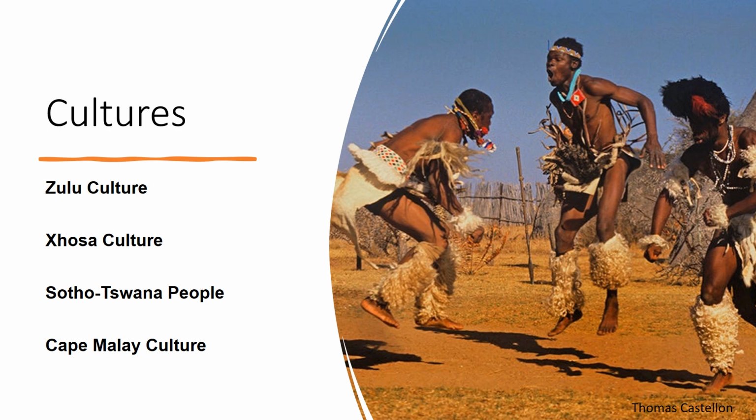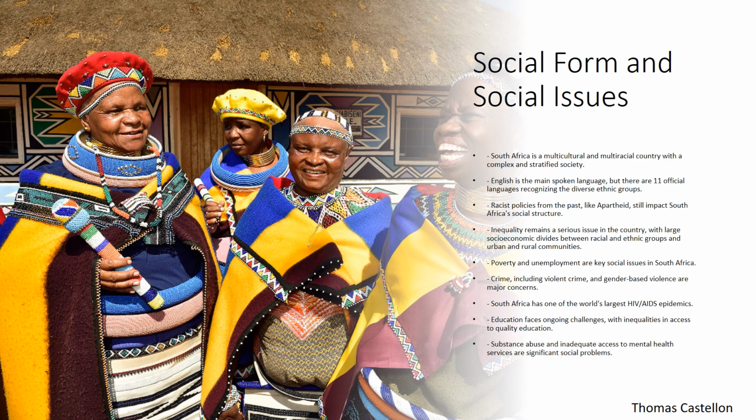and architecture. As a multicultural and multiracial region, South Africa's society is complex and stratified. English is the main spoken language, but 11 are officially recognized, reflecting the diverse ethnic groups, including Zulu, Xhosa, Tswana, Afrikaans, and others. Racist policies from the past, like the apartheid system, continue to impact its social structure.